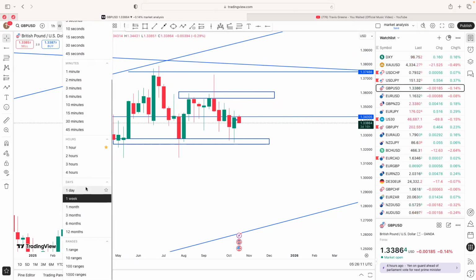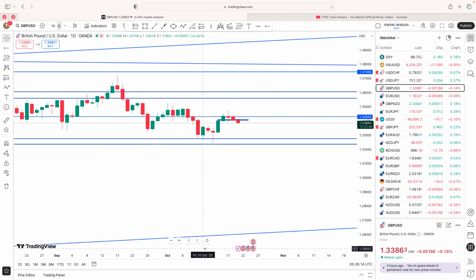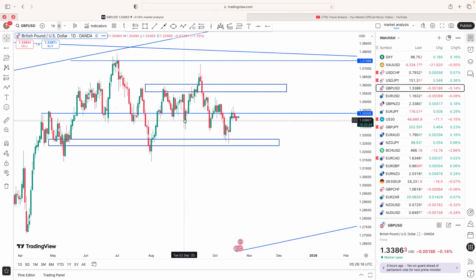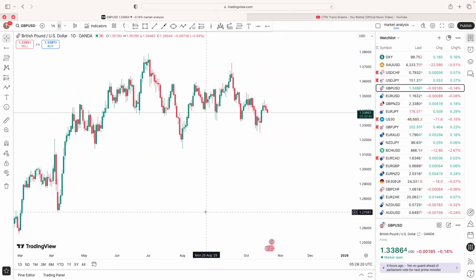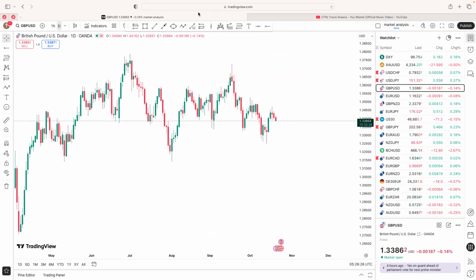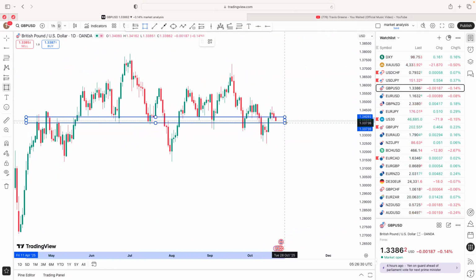Now let's quickly go into the daily time frame, right? In terms of the daily time frame, I want to show you something. If you've been following me for some time, you will know that I've spoken about this area for the longest time. This one. This is one of the strongest areas of interest here.